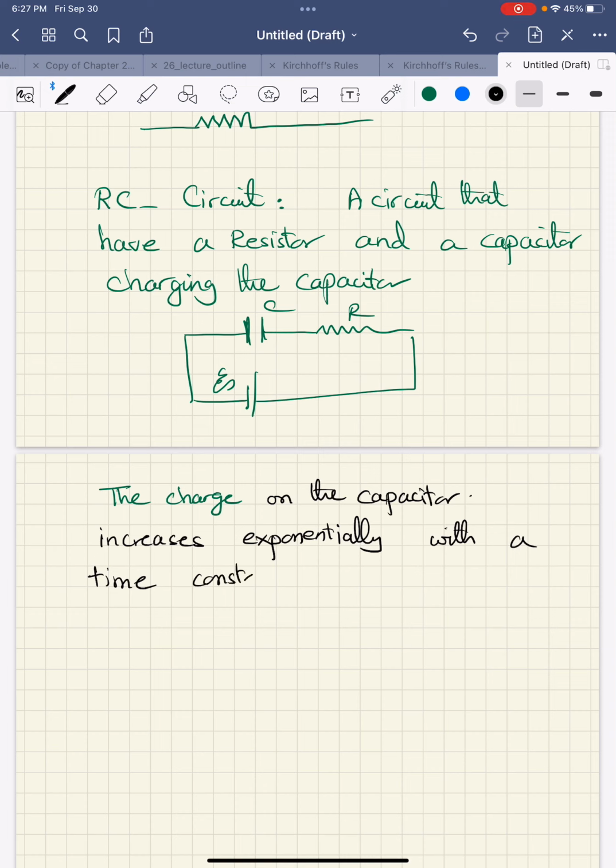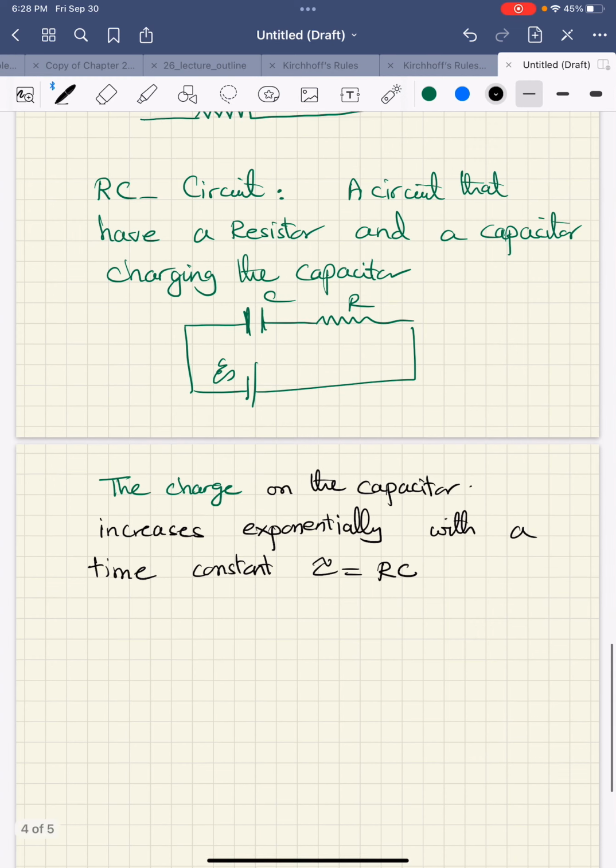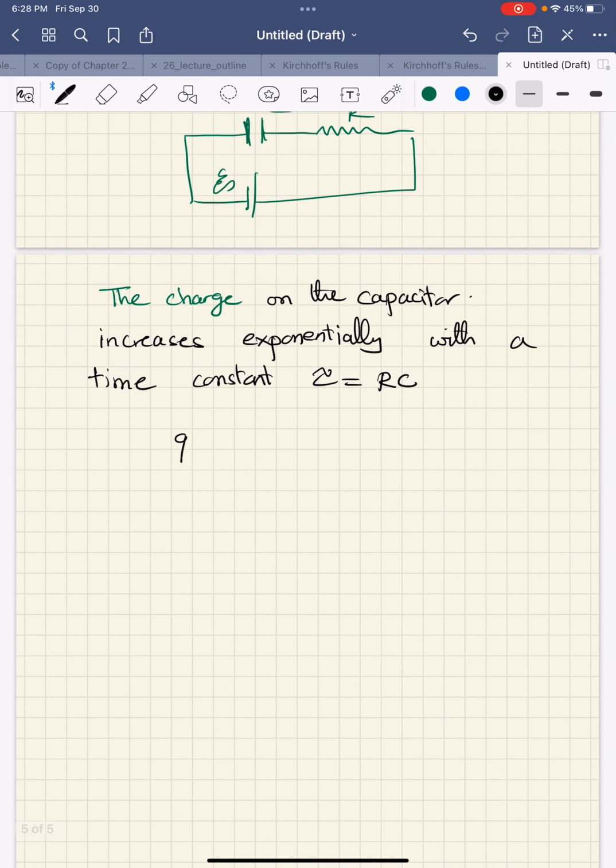We call it tau, and tau is RC. Now that, as a function of time, is going to be the capacitance times EMF times (1 minus e to the minus t over RC). Or we can easily say this is the final charge times (1 minus e to the minus t over RC).